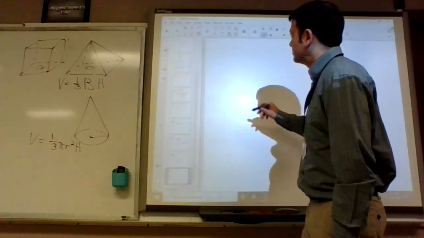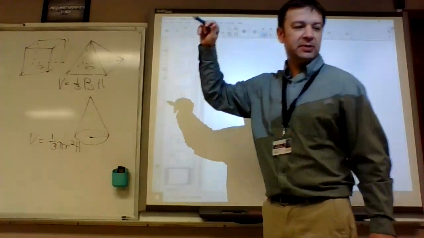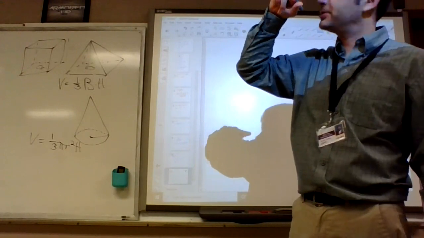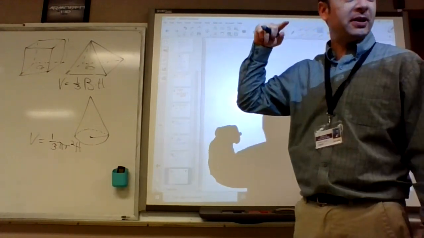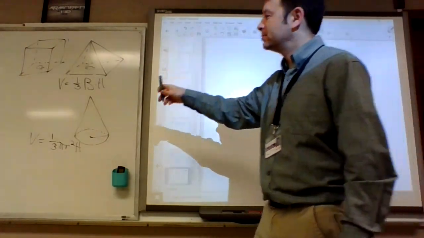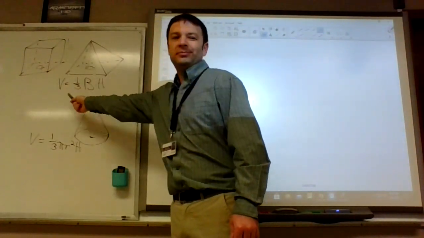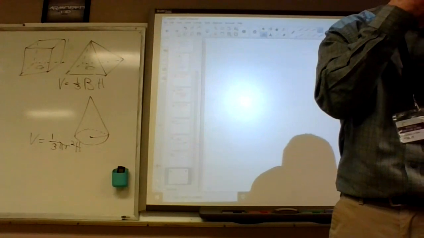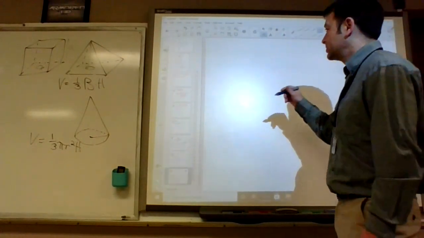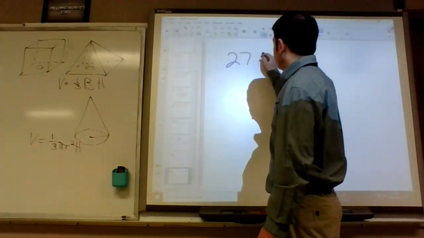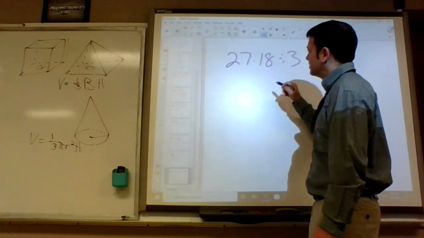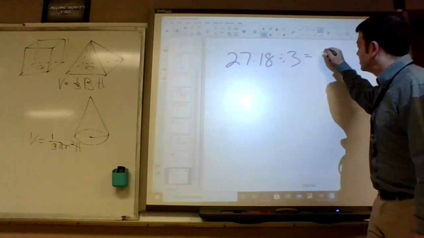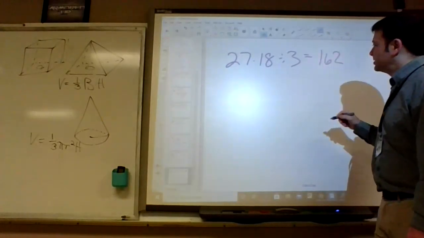27 times 12. Close. Well, okay, 27 times 18. Okay, getting closer. Still something you're forgetting. Divide by 3. Okay, so yeah, 27 times 18, that's how tall it is, divided by 3. That gives us the big, 162. What was it? 162. That's the big pyramid.